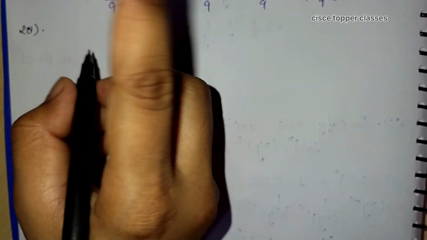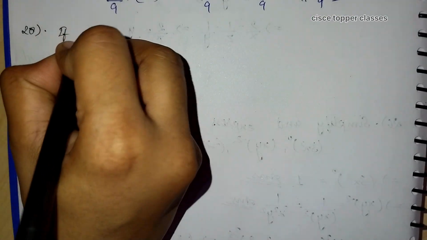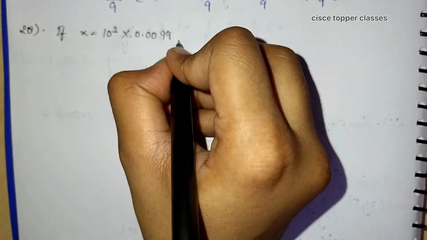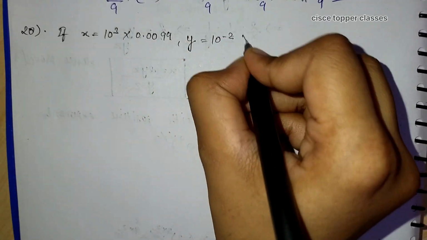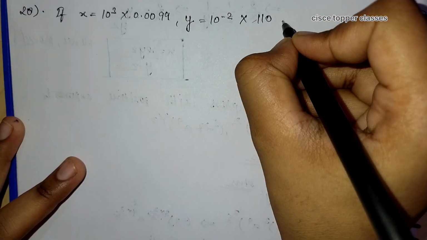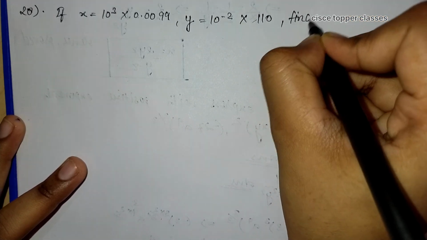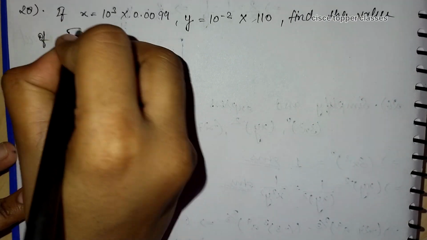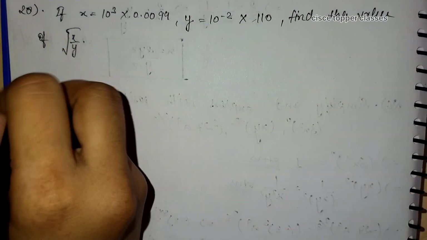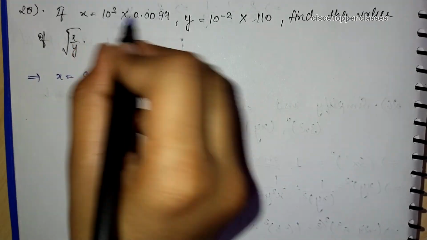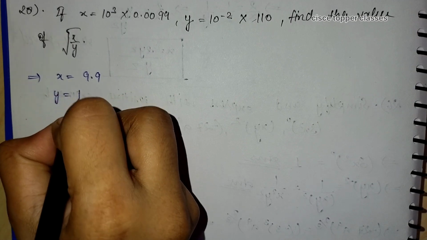Now let us solve the 28th question here, which says that if x is equal to 10 to the power 3 times 0.0099 and y is equal to 10 to the power minus 2 into 1, then we have to find the value of under root x divided by y. Simply we can write here x is equal to 9.9 on solving this part and y as 1.